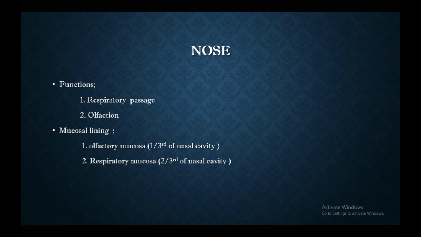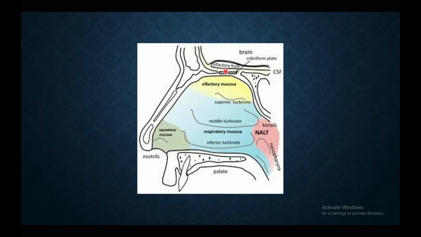The nasal cavity is lined by mucosa. As you can see here, the upper one-third of the nasal cavity is lined by olfactory mucosa. The rest of the nasal cavity is lined by respiratory mucosa. We say that it is an organ of smell, so the receptors for olfaction, or olfactory receptors, are present in the olfactory mucosa.